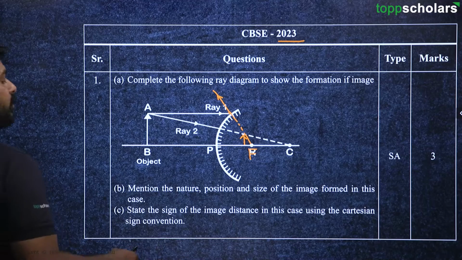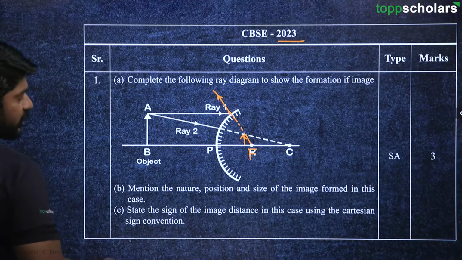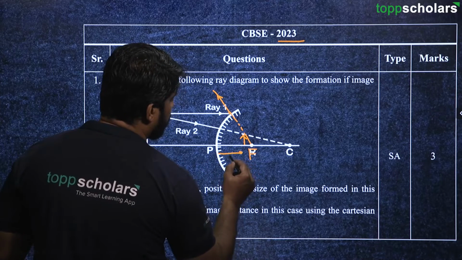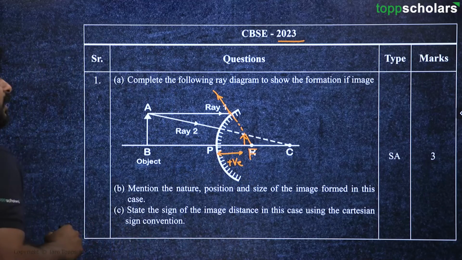State the sign of the image distance in this case using the Cartesian sign convention. The image is formed over here, so it is definitely positive according to the Cartesian sign convention. Okay, so this is a pretty easy question.